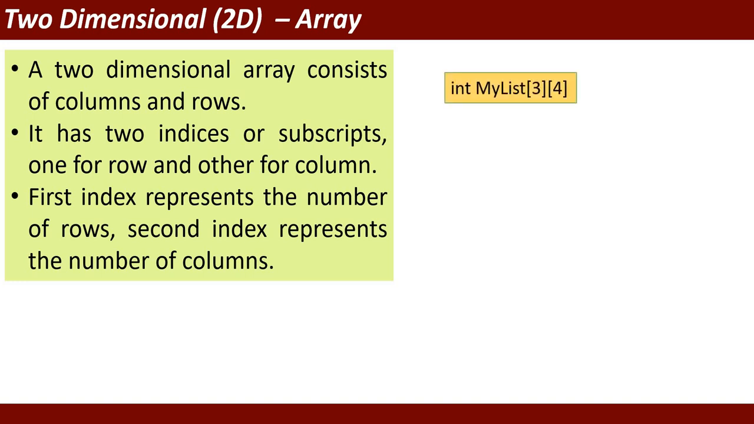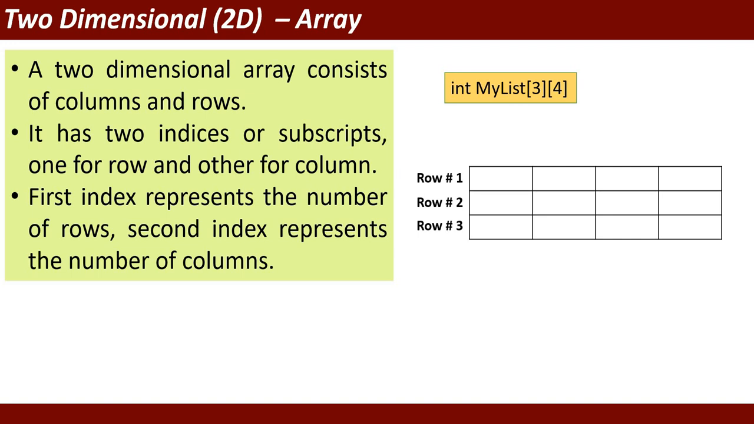For example, I have a list, myList. Int is the data type and myList is the array name, and 3, 4: 3 shows the number of rows and 4 is used to display the number of columns. This is row 1, row 2, row 3 and column 1, 2, 3, 4.